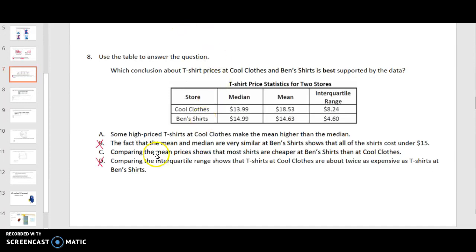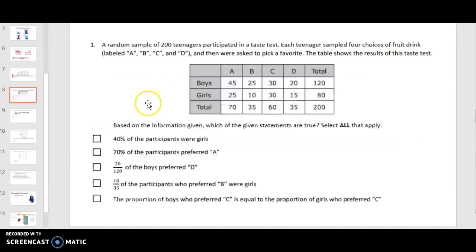So when I look at this, the mean prices show most shirts are cheaper at Ben's. This makes me think that not most shirts are cheaper at Ben's, because they have a smaller median. That means the middle of their numbers is even smaller. So I don't think it's C. I'm going to go with A.